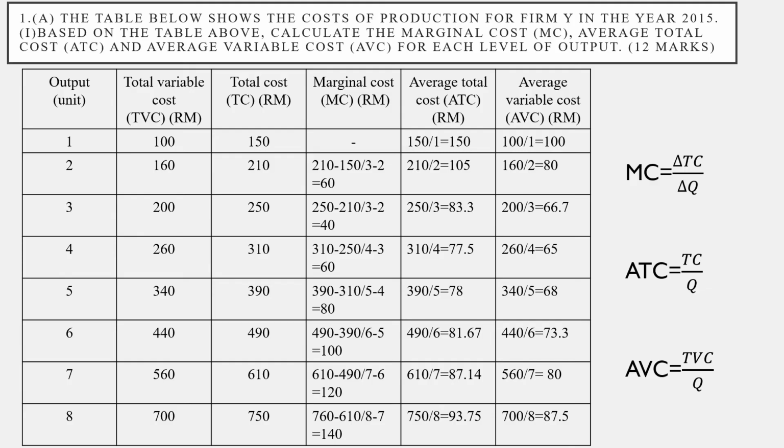Section B. 1A. The table below shows the cost of production from film wire in the year 2015. 1. Based on the table above, calculate the marginal cost MC, average total cost ATC, and average variable cost AVC for each level of output. The marginal cost calculation is MC equals change in TC divided by change in Q.